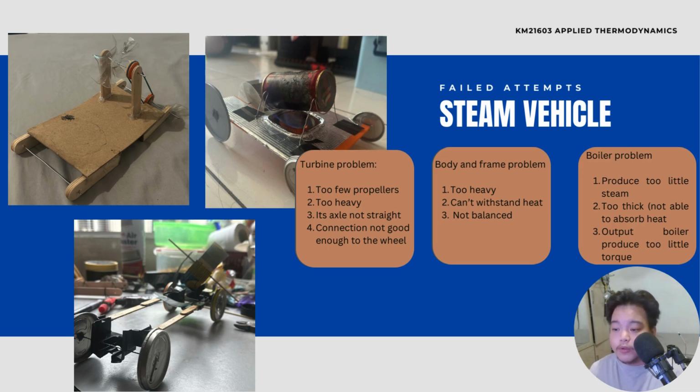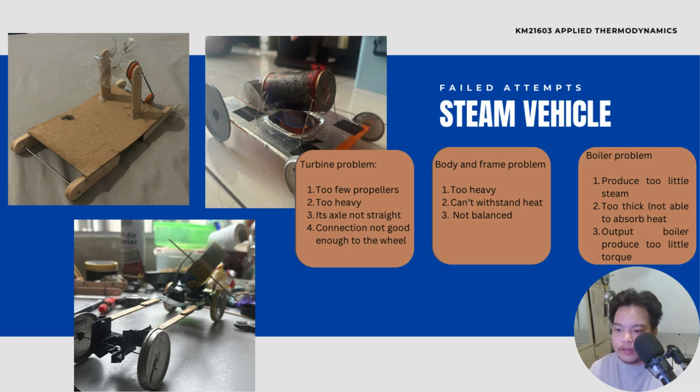And number two and three can't withstand heat and not balance. This comes from the fact that we use plastic. Plastic could not withstand the heat that was supplied, and it warped, making it not balanced. Number three, we have boiler problems.